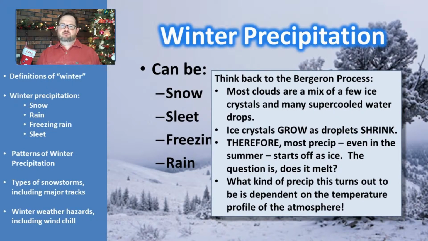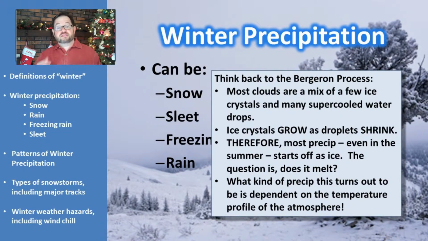Now in the summer they always melt, but in the winter they may or may not melt, and once they melt they may or may not refreeze as they are falling. So all of our precipitation, frankly, in the summer or the winter in places like Nebraska, but certainly in the winter, started as ice. The question is what happened as it fell through the atmosphere.